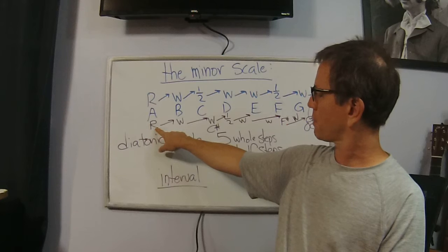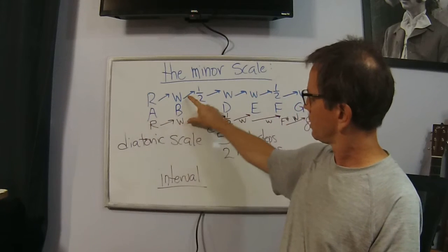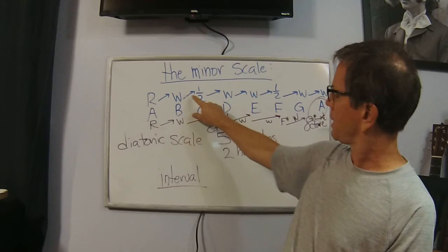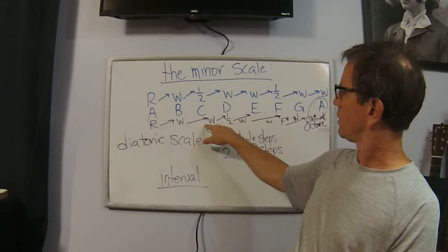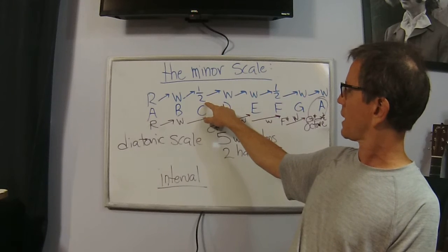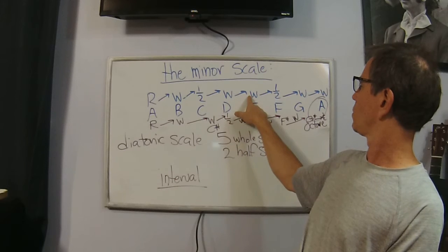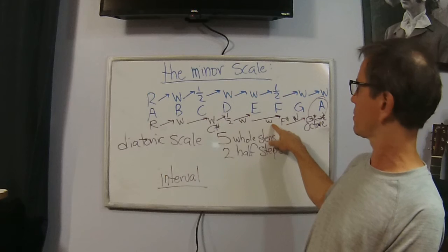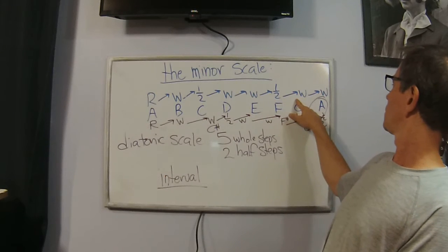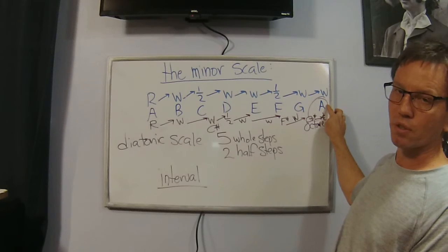So the formula for a minor scale is start on the root, you go up a whole again, but now you're going to go up a half step, not a whole. So from that half step, you go up a whole, a half, not a whole like major, up a whole, and then that's when you get to your octave.